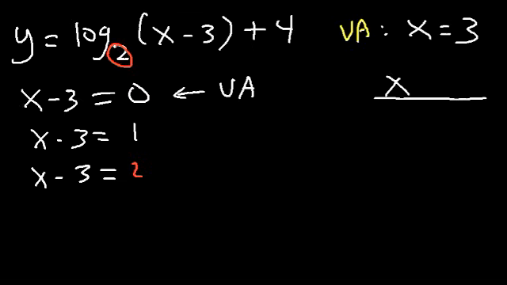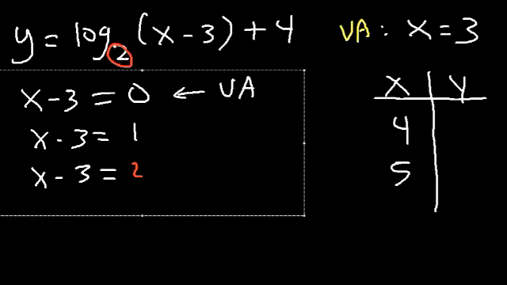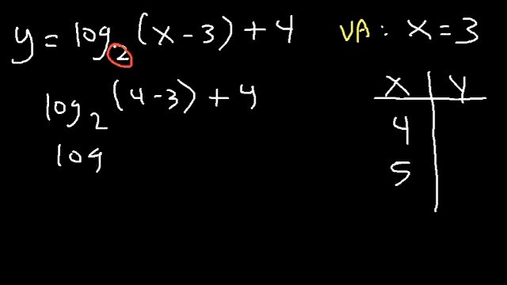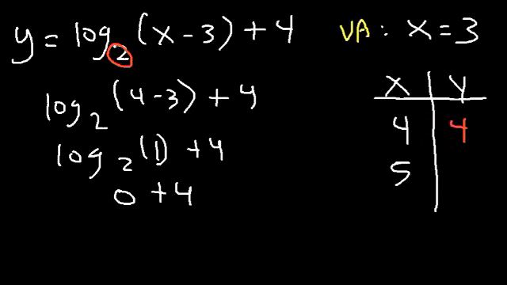Now the other 2 points will give us the values that we need for the table. So if x minus 3 is equal to 1, if you add 3 to both sides, x will be 4. And if x minus 3 is equal to 2, x is 5. So now let's calculate the y values. If we substitute x for 4, we're going to have log base 2 of 4 minus 3, plus 4. 4 minus 3 is 1. Log base 1 is always 0, regardless of what the base is, because 2 to the 0 power is 1. So it's 0 plus 4. The first point is at 4.